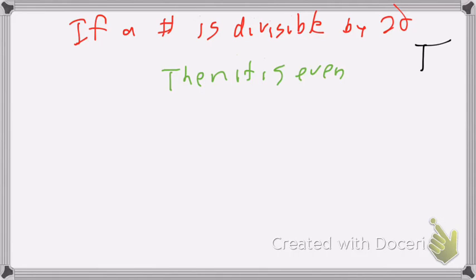So 20 times anything is going to be even. So that's true. So now what we're going to do is flip it around and write the converse. We also know it's true because it says that each conditional is true.